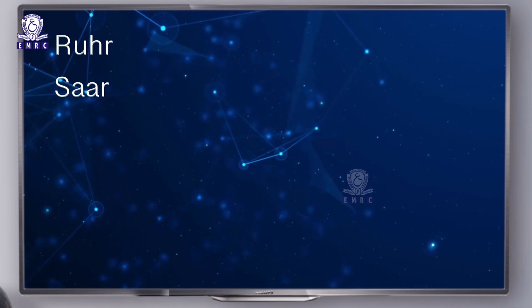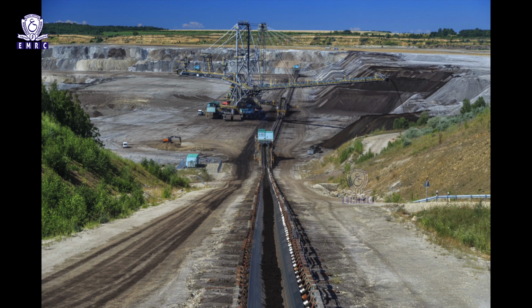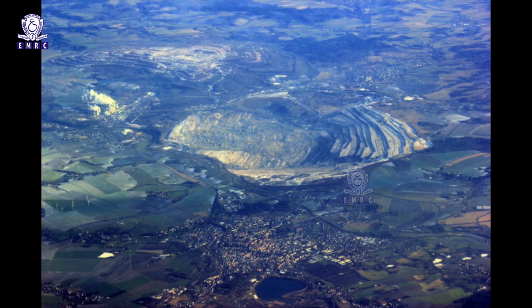In Germany, before World War II, there were four major coal fields. They were divided into Ruhr, Saar, Saxony and Silesia. After the defeat of Germany and its division, some areas of Saar coal had to be conceded to France. The huge lignite producing coal fields of Saxony came into the possession of East Germany. Silesia coal fields were shared by Poland and Czechoslovakia. The unification of Germany in 1990 proved beneficial for the country in several ways.